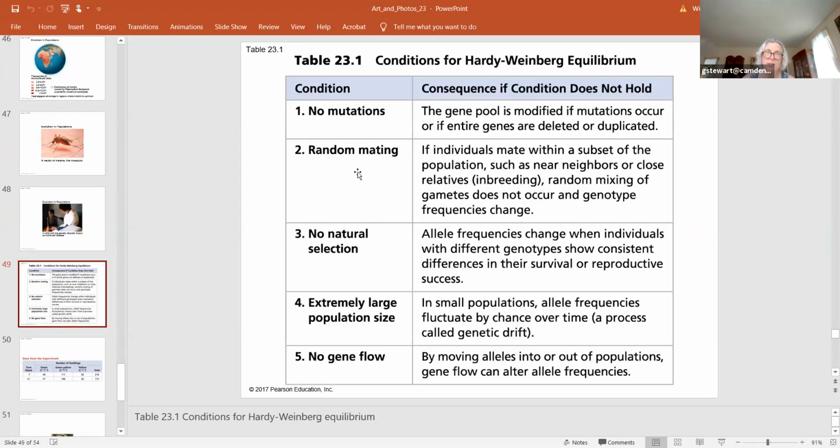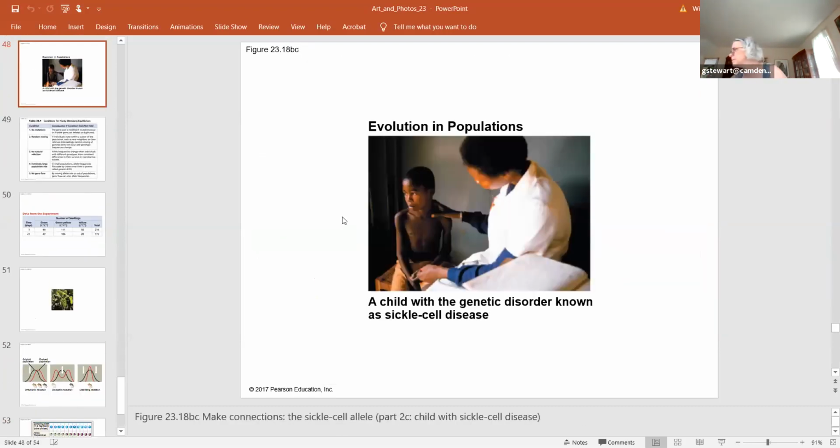This chart just lists those 5. This is a picture of table 23.1, which lists the 5 conditions of the Hardy-Weinberg equilibrium. And I think that is pretty much the end of this chapter.